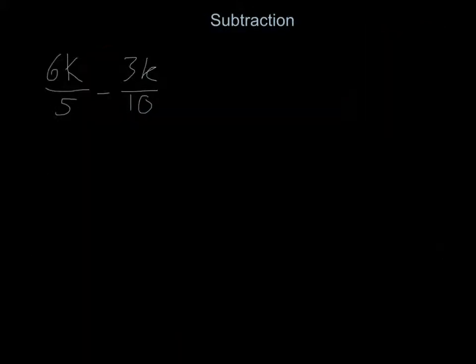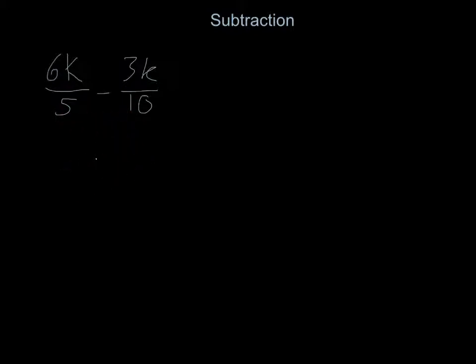Okay, let's look at the next example. Here we have subtraction. Now, lowest common denominator. I'm going to let you guess this one straight away. So we've got a 5 and a 10. What do we think it might be? Well, 2 5s make 10. And that would mean that that would be our lowest common denominator.